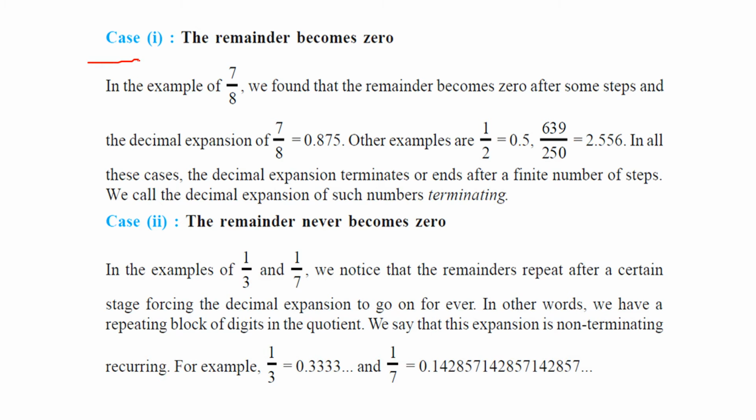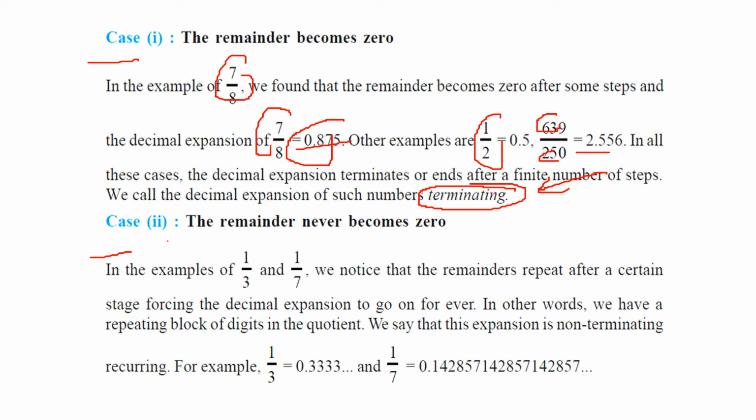So let us take case 1, the remainder becomes 0. So 7 by 8, we saw that 7 by 8 is 0.875, which is a number which has finished, and 8 has actually divided 7. 1 by 2 is 0.5, and this number 2.556 also. So in all the cases, the decimal expansion terminates and ends after a finite number of steps. We call the decimal expansion of such a number terminating.